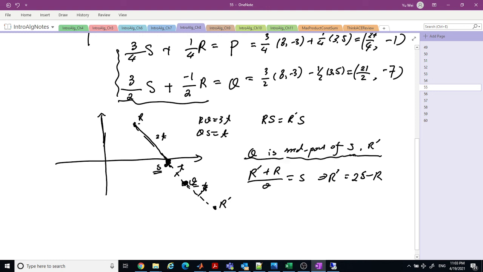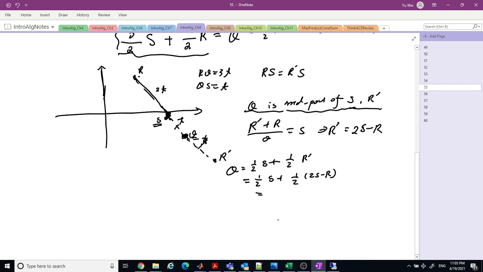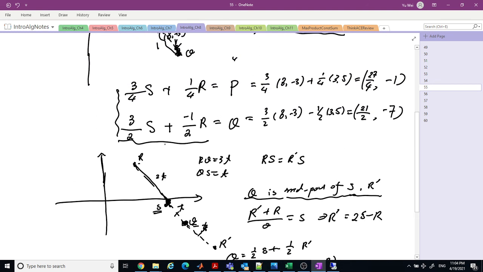Okay, Q is the midpoint, so Q is half of S plus half of R prime. So it is equal to half of S plus half of (2S minus R). So it is 3/2 of S minus 1/2 of R. Okay, this is how this equation comes from.